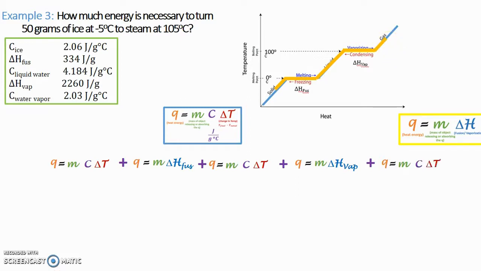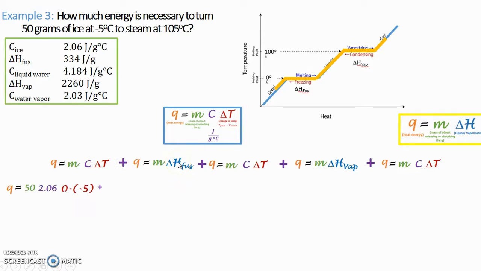What we want to do now is plug in all these values. So if you look at this box right over here, we have a specific heat of ice, which is this value. We have our heat of fusion, we have our specific heat of liquid water, we have our heat of vaporization, and we have our specific heat of water vapor. So you want to plug that in accordingly.